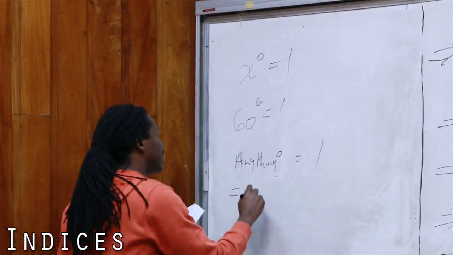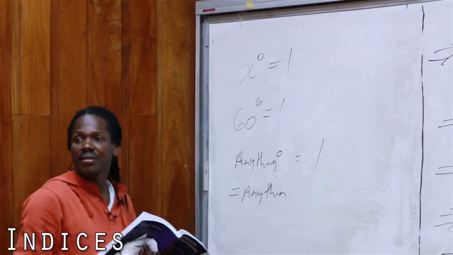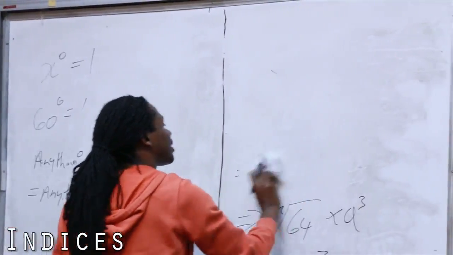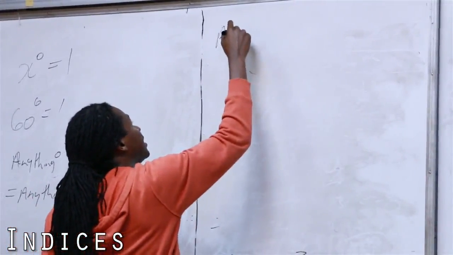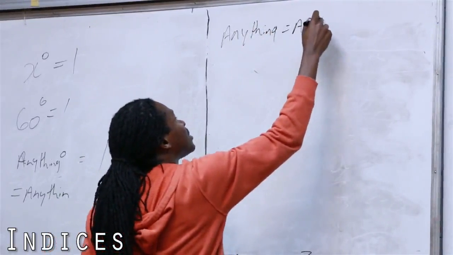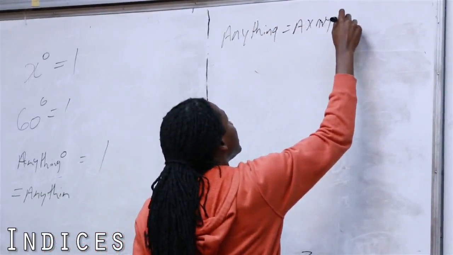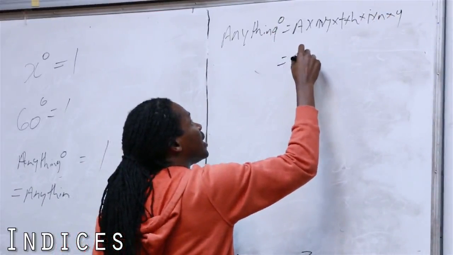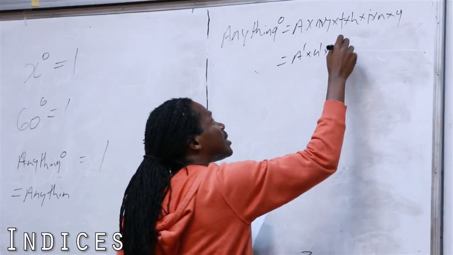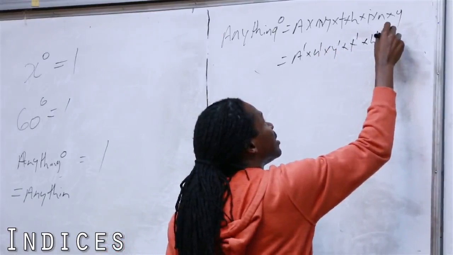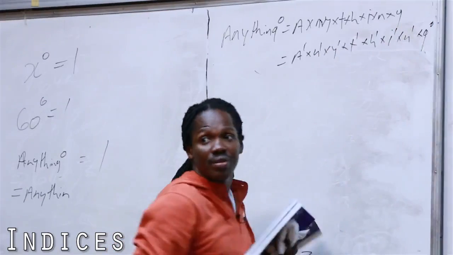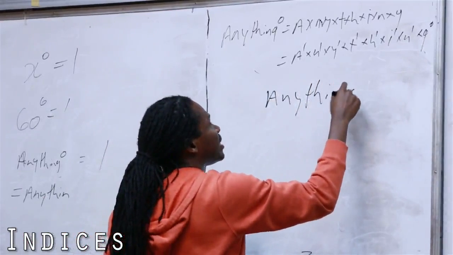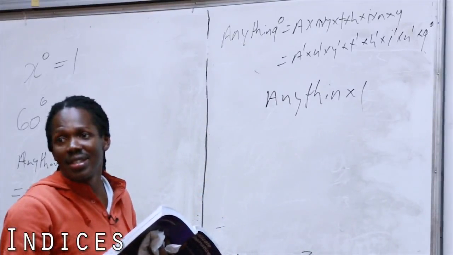It would be equal to anything. Because in mathematics, anything equals A times N times Y times T times H times I times N times G, which implies that anything to the zero equals A to the 1, times N to the 1, times Y to the 1, times T to the 1, times H to the 1, times I to the 1, times N to the 1, times G to the 0. You see? Which means it will be A, N, Y, T, H, I, N, times 1. You see that logic?